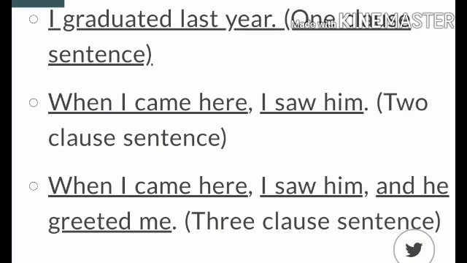Now let us talk about the last example. When I came here, comma, I saw him, comma, and he greeted me. Don't you think, my dear student, there are three different clauses here? When I came here, I saw him, and he greeted me. I hope this topic is clear to you all.